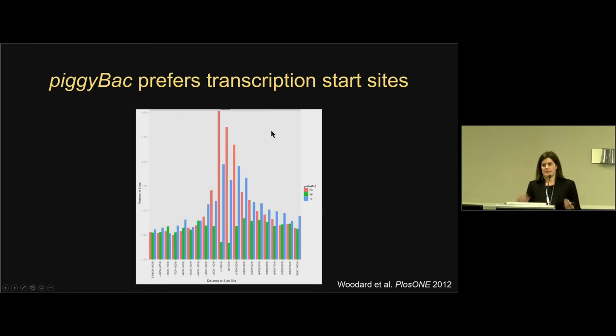So other people have seen this. Many labs have published similar things. piggyBac likes transcription start sites. So if you were going to introduce an oncogene, something like that, I would be careful maybe with piggyBac. But the advantage is you are going to get really high gene expression.